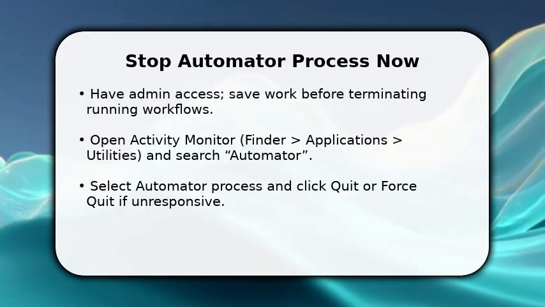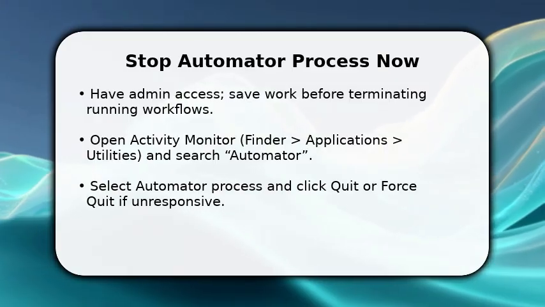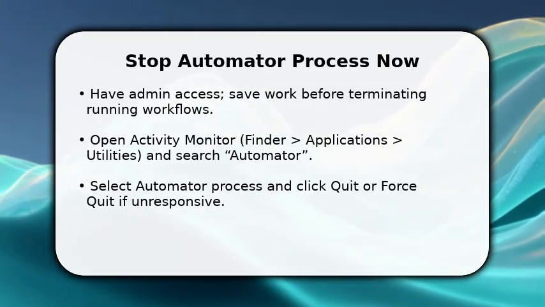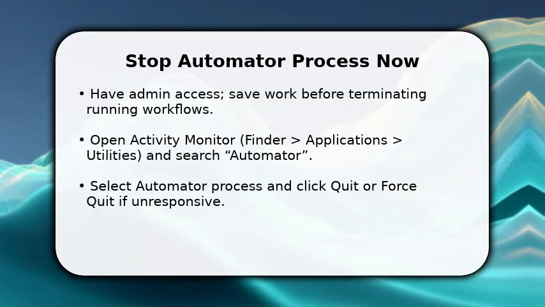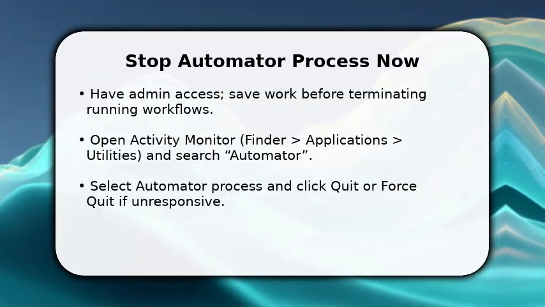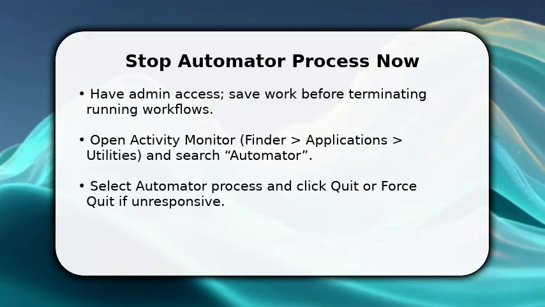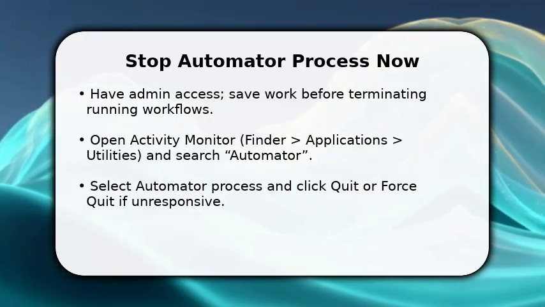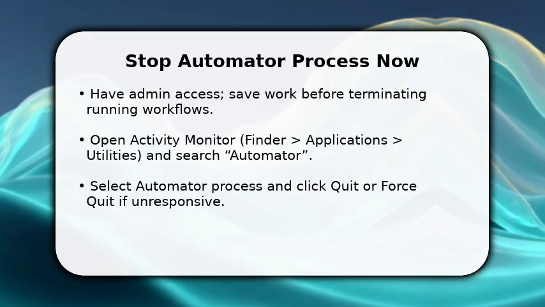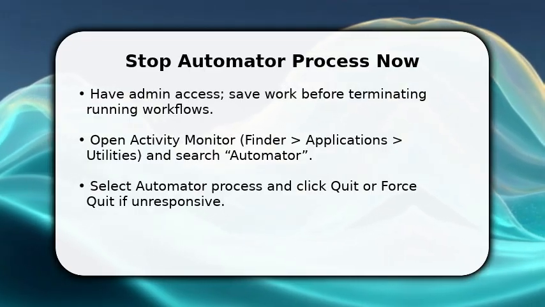You need admin access and a saved workspace. Once that's set, open Activity Monitor in Applications Utilities. Search for Automator to reveal active processes and any helper items. Click the process, then choose Quit to stop a normal workflow. If it ignores that, use Force Quit.